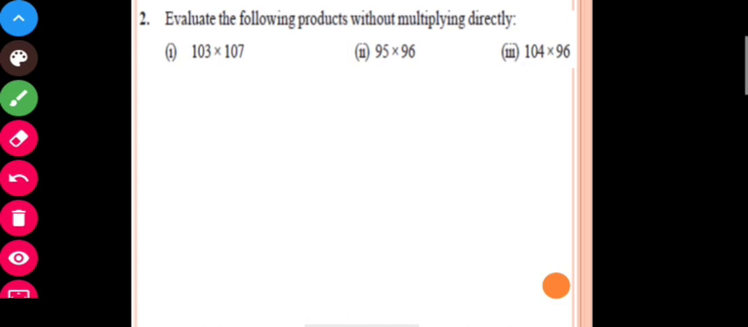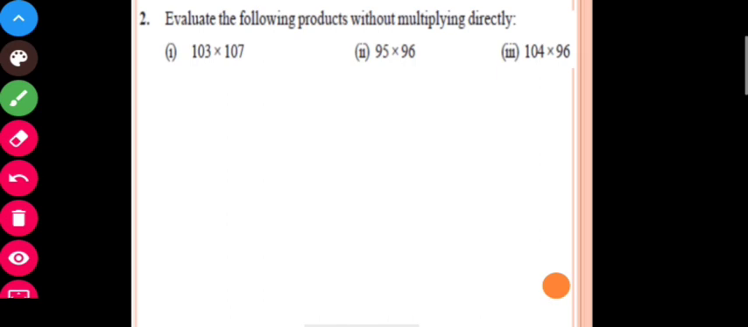Here, students, let us see question number 2. Just have a look at what the question is saying. Evaluate the following products without multiplying directly. It is very simple. You have to multiply both these terms, but here it is written that without multiplication. You have to get the answer, but without multiplication.